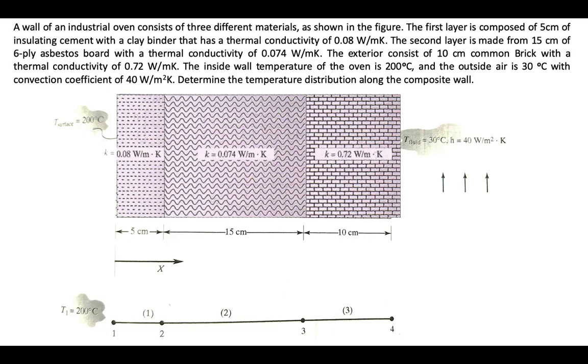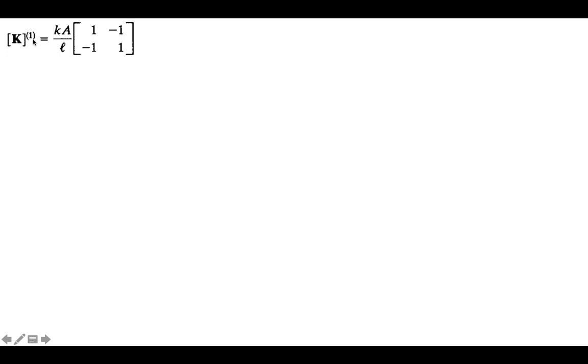Now we will start with calculating the conductance matrix K1. So the conductance matrix for element number 1, this superscript one denotes that we are calculating this conductance matrix for element number 1. The formula for this is kA upon L times the matrix [1, -1; -1, 1]. Where k is the thermal conductivity of element number 1. A is your cross-sectional area. Since this is a one-dimensional problem, we will consider A equal to 1. L is the length or the span of that material, or we can say L1.